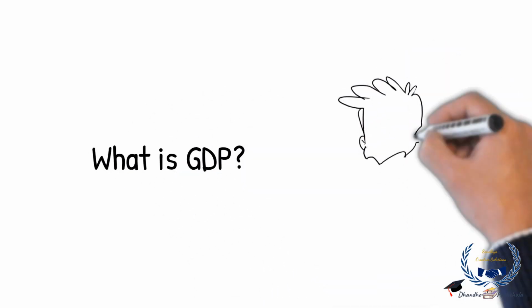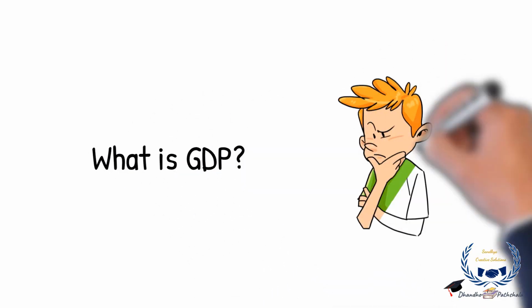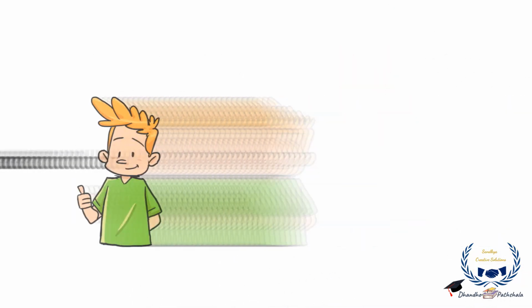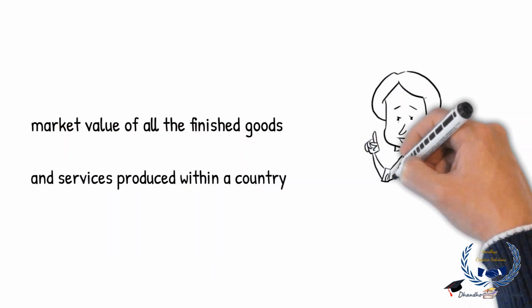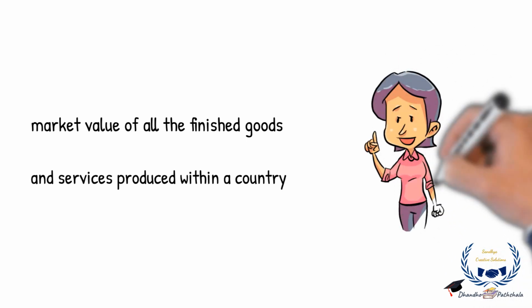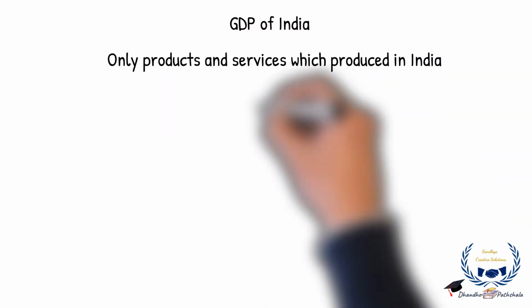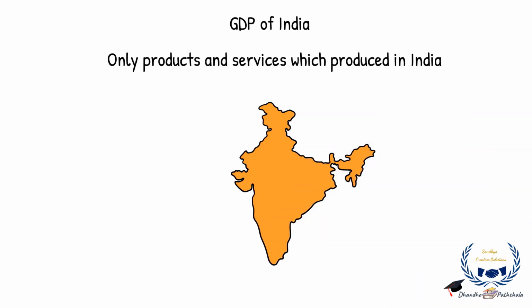In this chapter, we will learn what is GDP and why it's important to understand. The full form of GDP is Gross Domestic Product. GDP is the total market value of all the finished goods and services produced within a country in a specific time period. This means in our case, the total market value of all products and services produced in India represents the GDP of India. If a product is manufactured in a foreign country and sold in India, it won't be considered as a part of GDP. Normally GDP is calculated on annual basis.